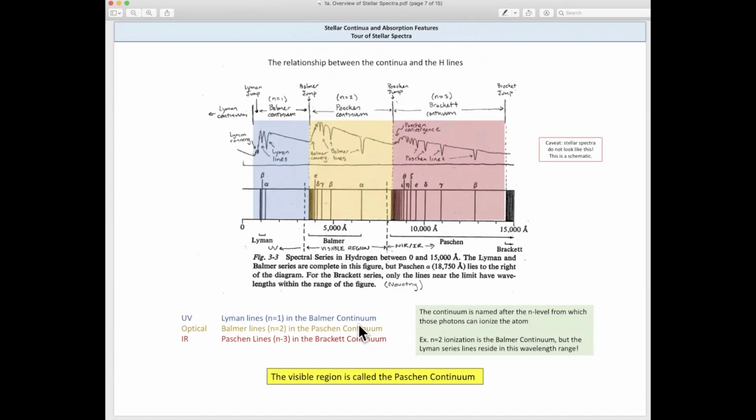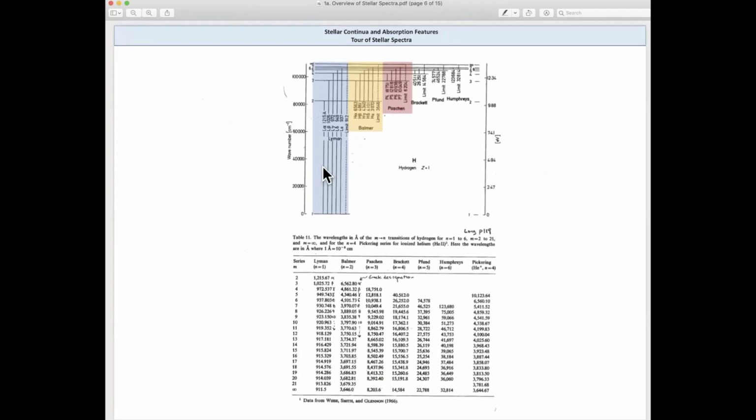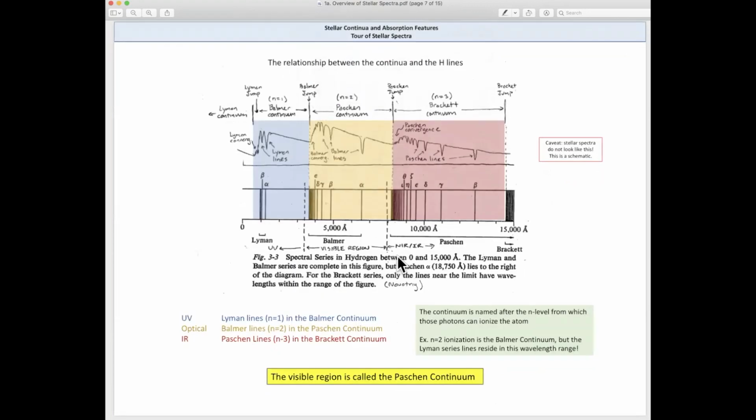This is a homegrown diagram. I have a little caveat here in my drawing of my stellar spectrum. Stellar spectra do not look like this. This is a schematic. But what I'm trying to show here is these regions of the spectrum that correspond to these different transition regions of energy for the hydrogen atom. Okay, let's start with n equals 1. Here is your Lyman alpha line. Here's your Lyman beta line. We're in the ultraviolet. And then you have your Balmer convergence, and you have your Lyman jump or Lyman break.